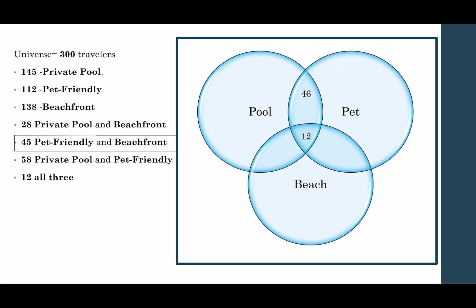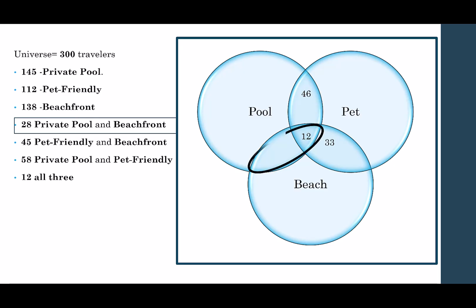Next, we're looking at the 45 people who want pet-friendly and beachfront. We'll start by locating that area on our Venn diagram. And again, we see it already has 12, so we're going to do 45 minus 12, which is 33. Moving on to the 28 people who want pool and beachfront, we'll locate that area on our Venn diagram. One more time, we'll subtract 12. 28 minus 12 will give us 16. Now that we have all of our intersections done, we're ready to move on to the bigger sets.